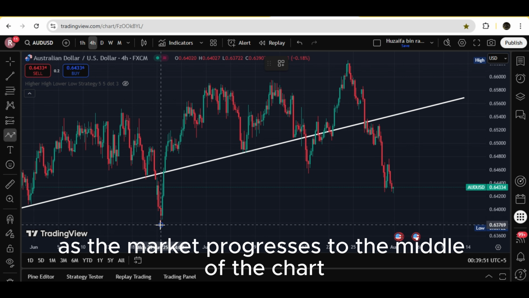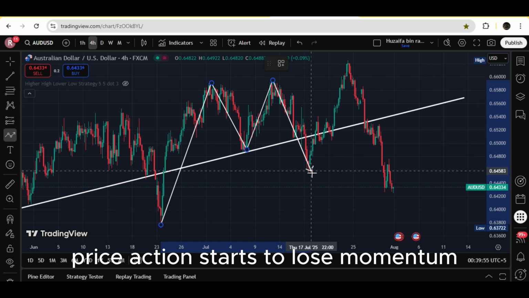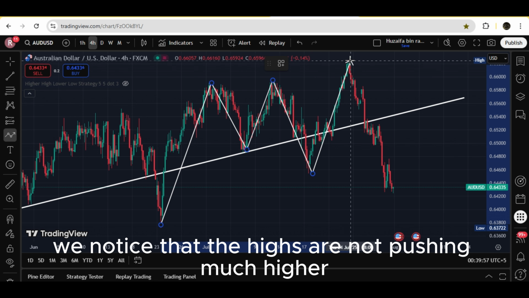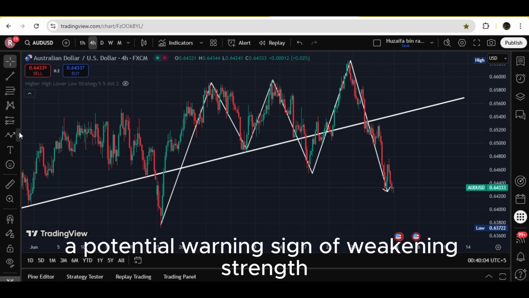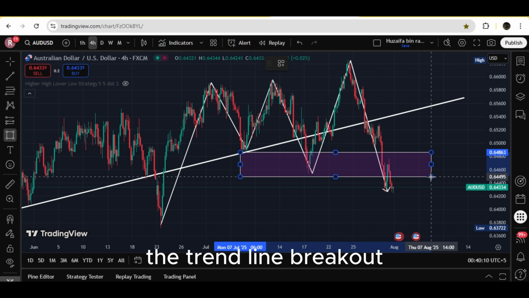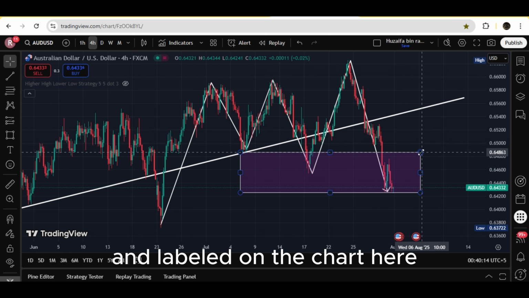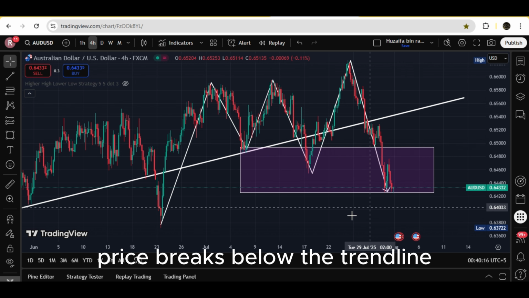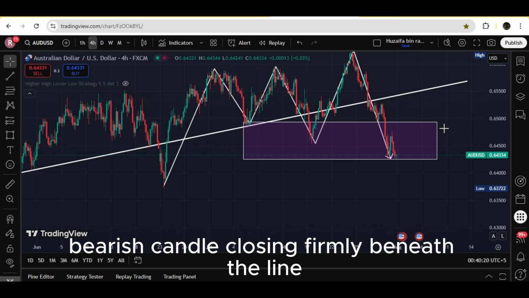However, as the market progresses to the middle of the chart, price action starts to lose momentum. We notice that the highs are not pushing much higher, and the candles begin to close closer to the trend line, a potential warning sign of weakening strength. Eventually, we reach a critical moment, the trend line breakout, which is marked with a red arrow and labeled on the chart. Here, price breaks below the trend line with a strong bearish candle, closing firmly beneath the line.